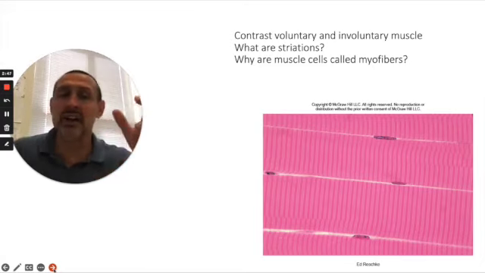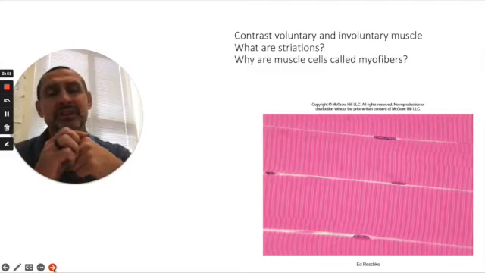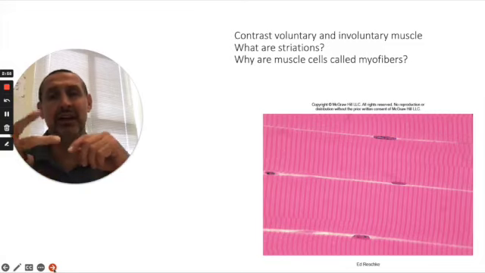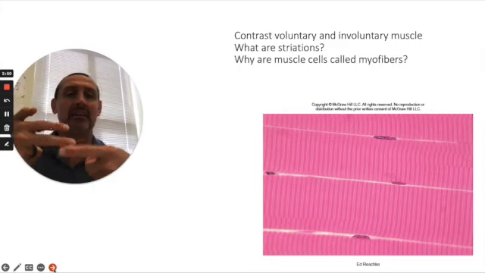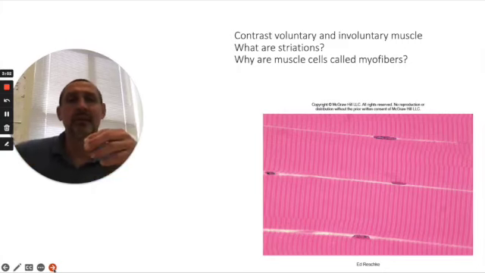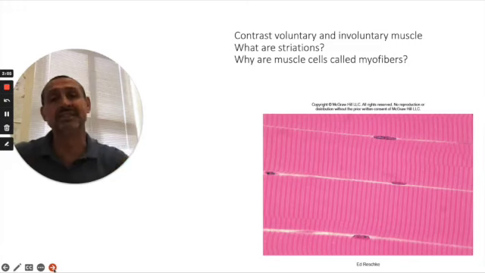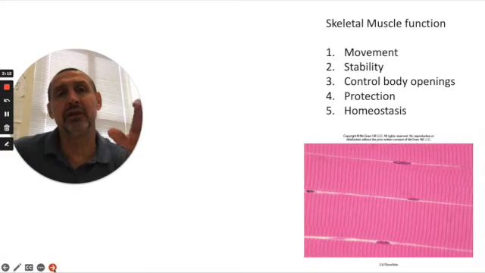The striations are this overlap between these little bands of protein that make up part of the muscle fibers. The bands of protein are called actin and myosin, and they overlap in places, and that dark band creates the stripe. Muscle cells are often called muscle fibers because they're long and cylinder shaped, like a fiber. These cells have 5 distinct functions.